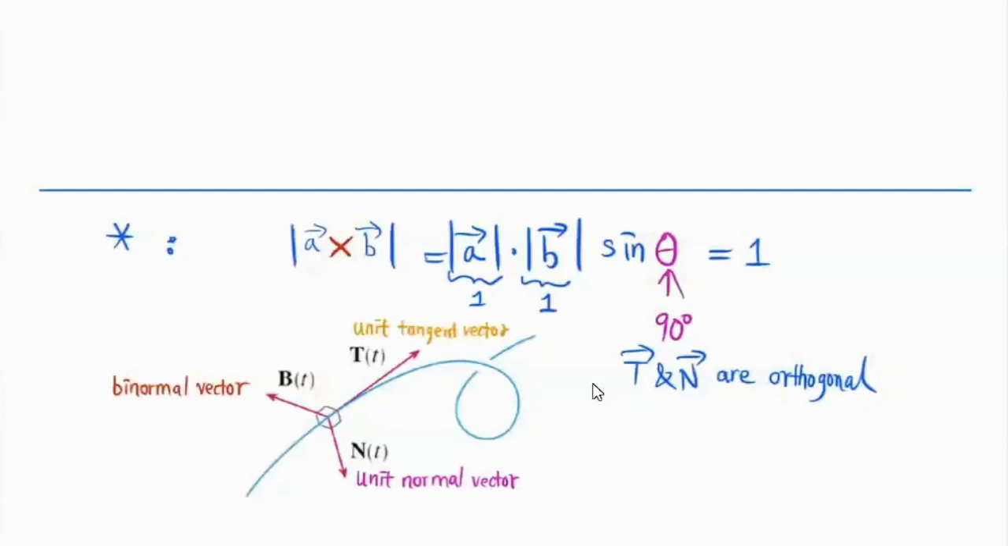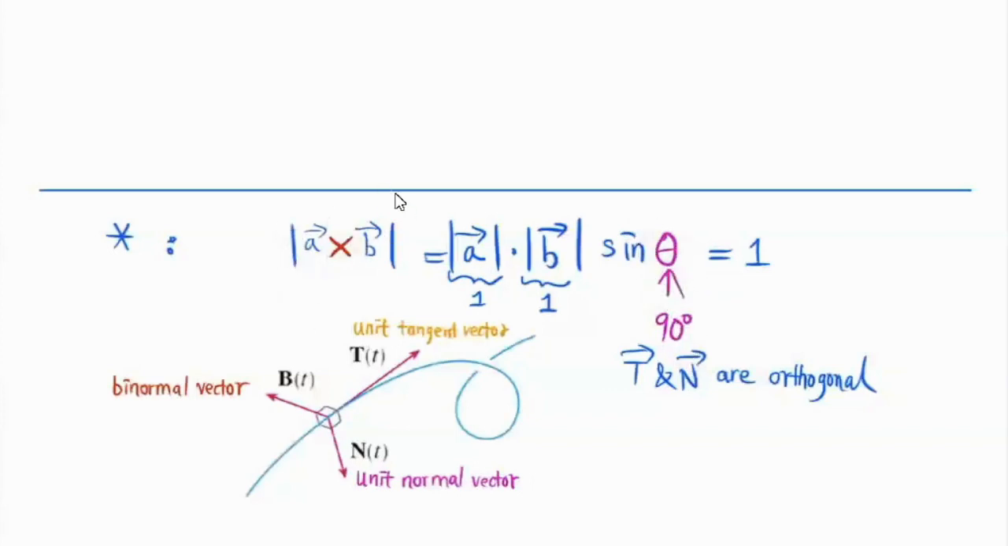And here is an explanation. The magnitude of the cross product of a and b is given by this. If you have two unit vectors, the magnitude here will be 1 and 1. Because T and N are unit vectors, this magnitude will be 1 here and 1 here. And then because they are orthogonal, they form a 90 degree angle. Sine of 90 degrees will be 1.